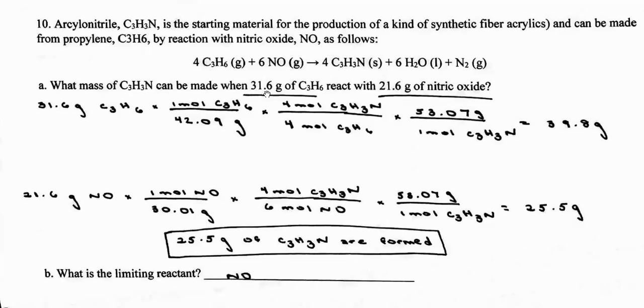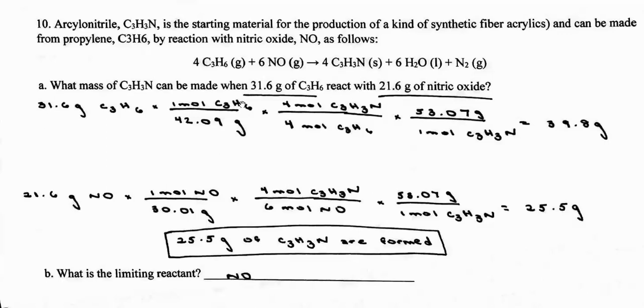So what you do, I'm going to first work with C3H6. So I have 31.6 grams of C3H6. I need to get into grams of C3H3N, but in order to do that, I first need to use my mole-to-mole ratio. So I'm going to put grams of C3H6 on bottom and moles of C3H6 up top. And so the way that I do that, I use the molar mass of C3H6. So I put the 42.09 on bottom. I'm now in moles of C3H6.